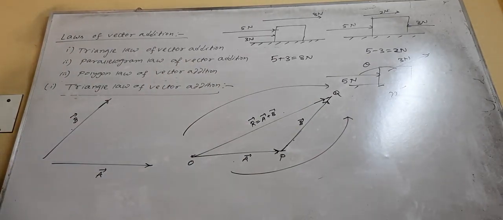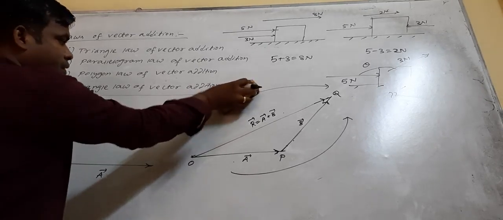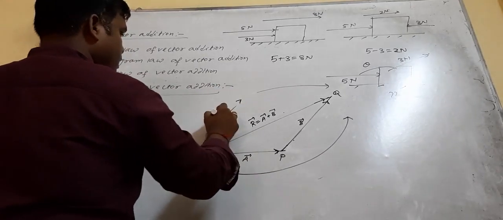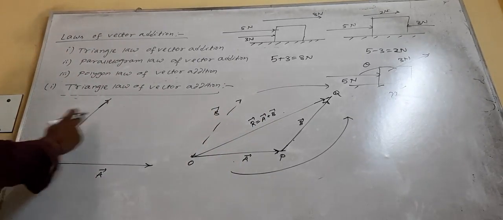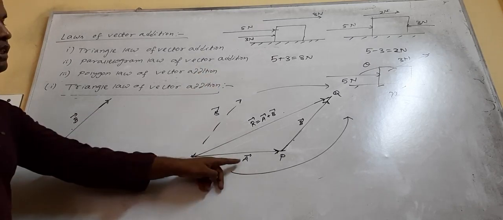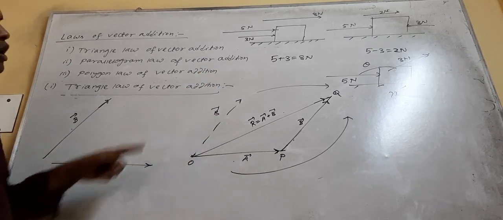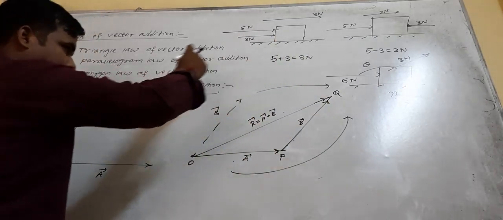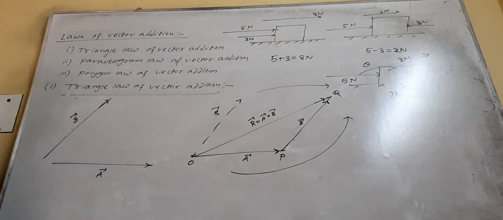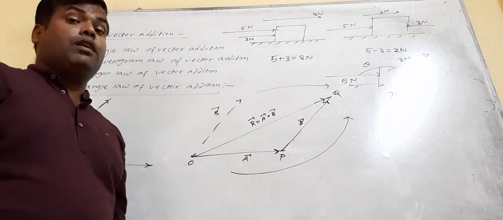So here a question arises: can I represent B vector by this side? You can represent it, but if you represent B vector by this, then you see A vector and B vector are not in the same order. If A vector is in anti-clockwise order, then B vector is in clockwise order. Then you cannot apply the triangle law.